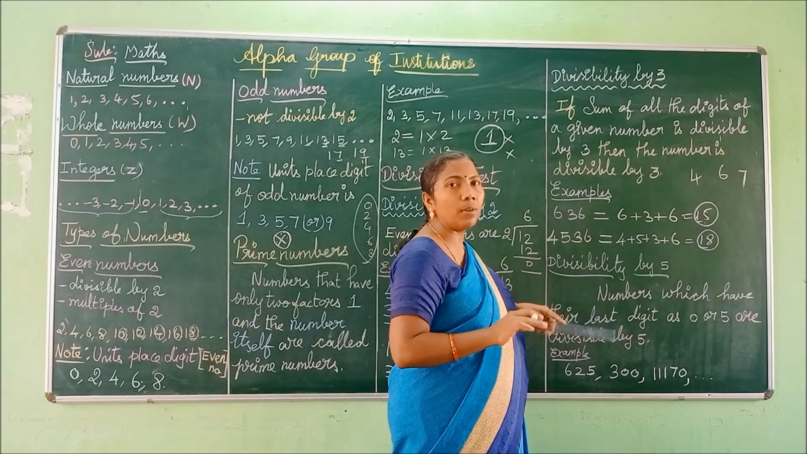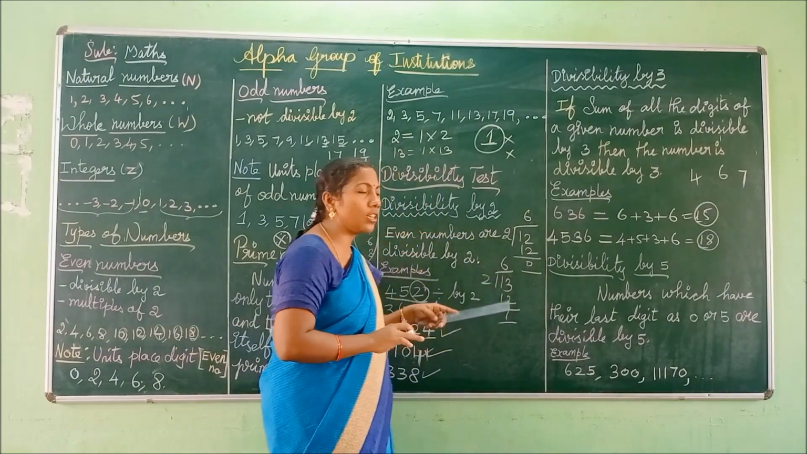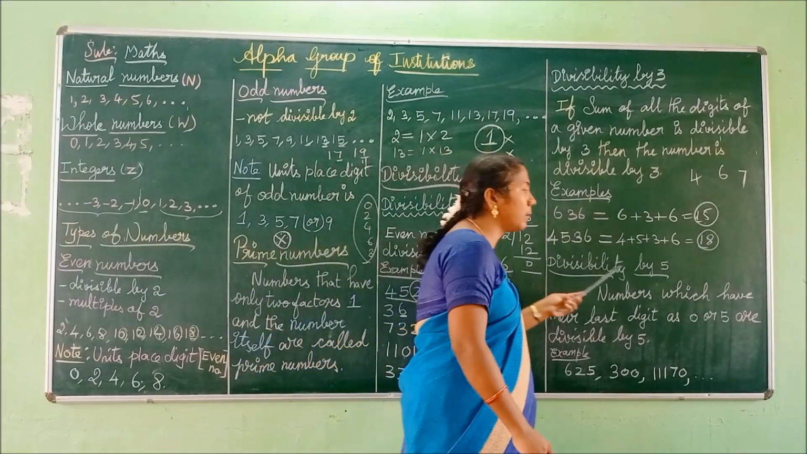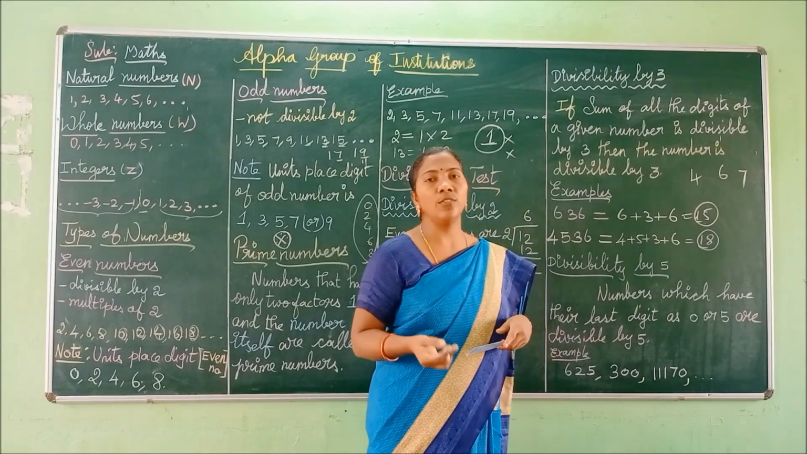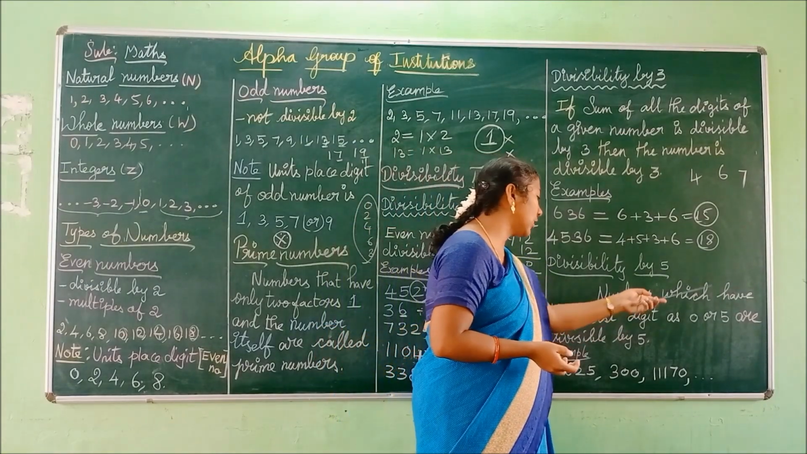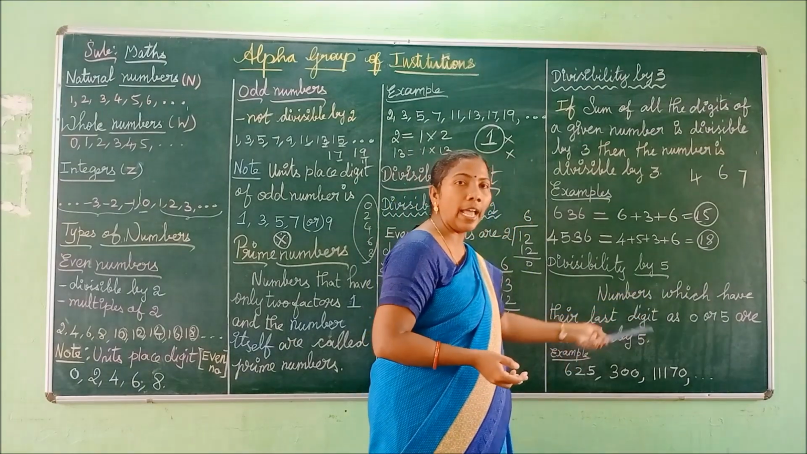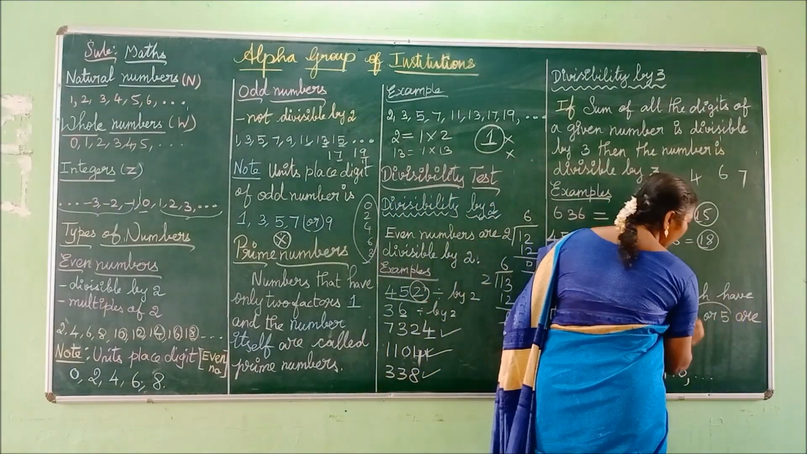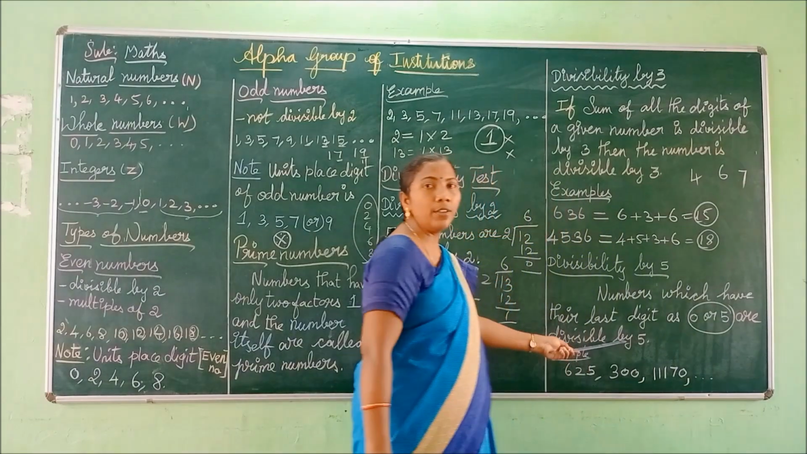Otherwise we can say that the given number is not divisible by 3. Do you understand, children? Next we are going to see divisibility by 5. How can you identify whether the given number is divisible by 5 or not? Numbers which have their last digit as 0 or 5 are divisible by 5.